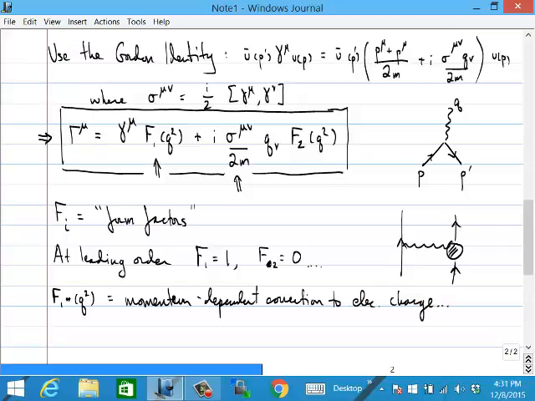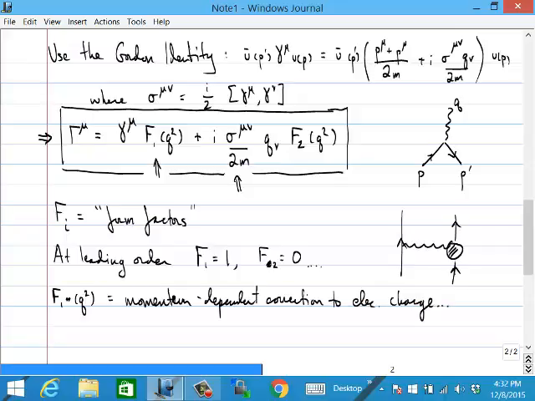So in particular, you can see that effectively the interaction between the electron and the proton can become either stronger or weaker depending on whether F1 of q squared either increases or decreases as q squared increases. So this is some sort of quantum mechanical correction to the electric charge as a function of the energy at which you study the process.